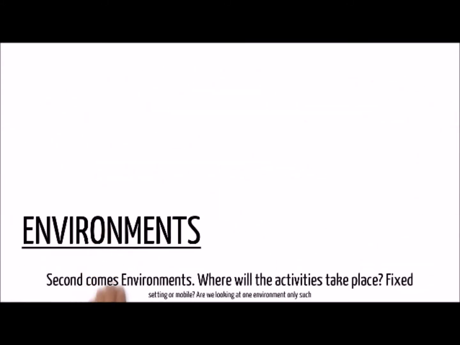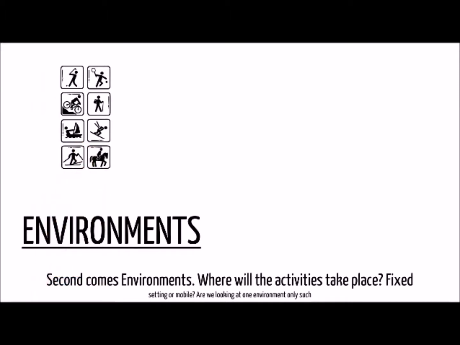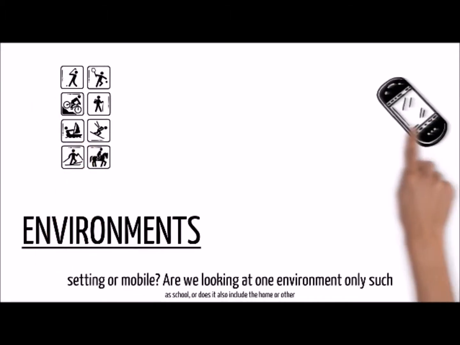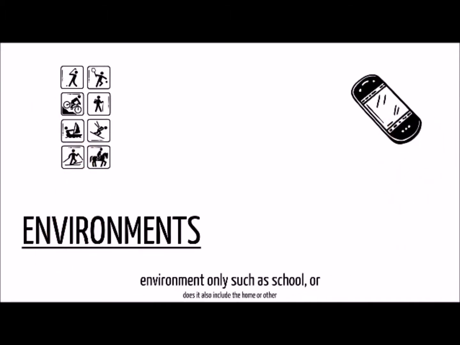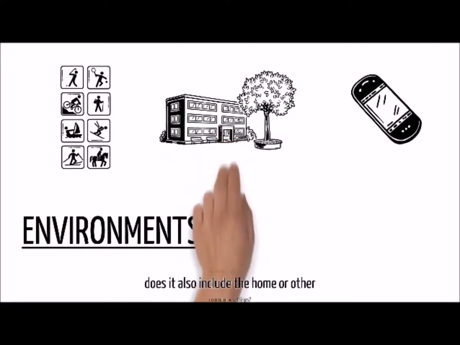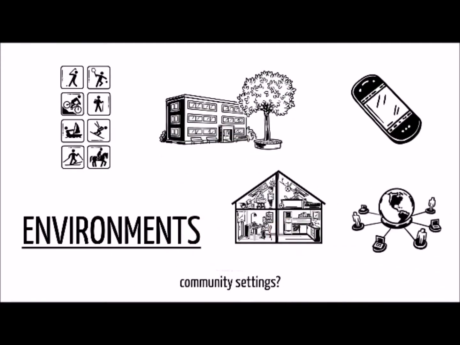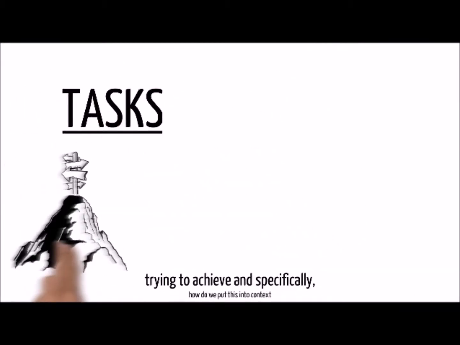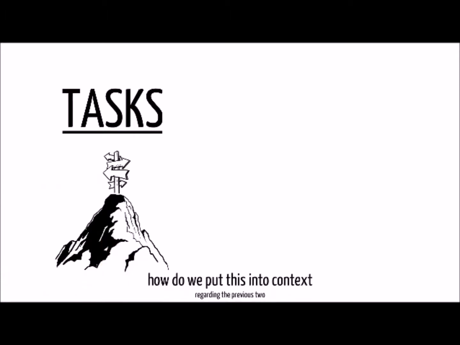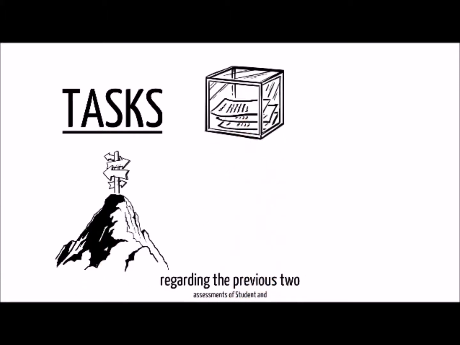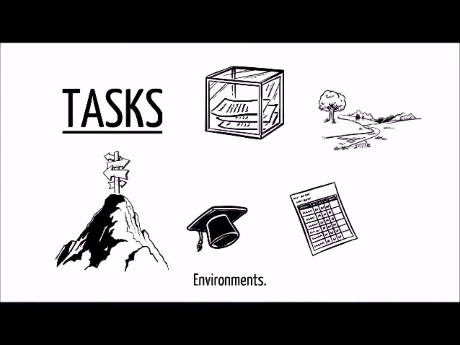Second comes environments. Where will the activities take place? Fixed setting or mobile? Are we looking at one environment only, such as school, or does it also include the home or other community settings? Next comes tasks. What are we actually trying to achieve, and specifically, how do we put this into context regarding the previous two assessments of student and environments?